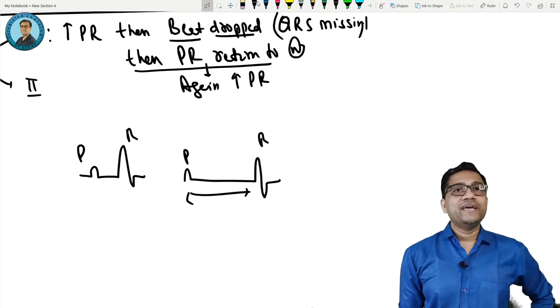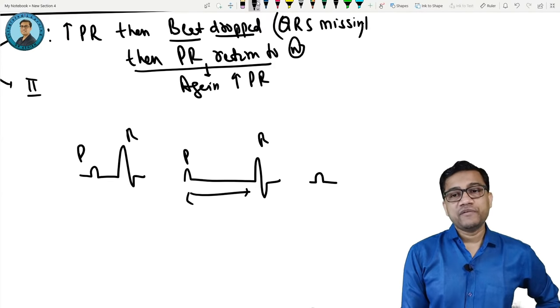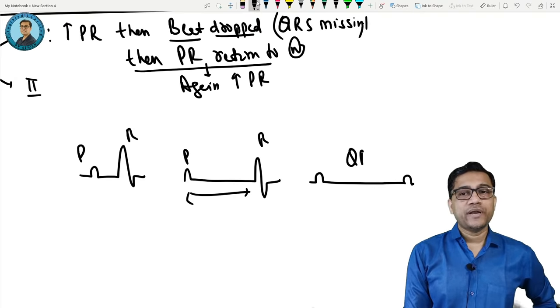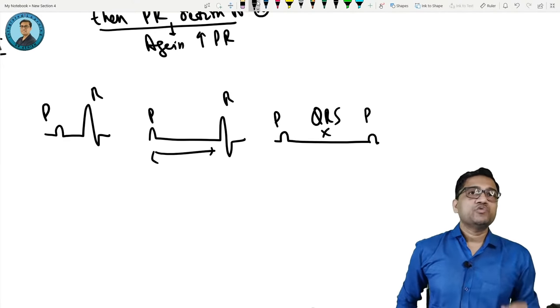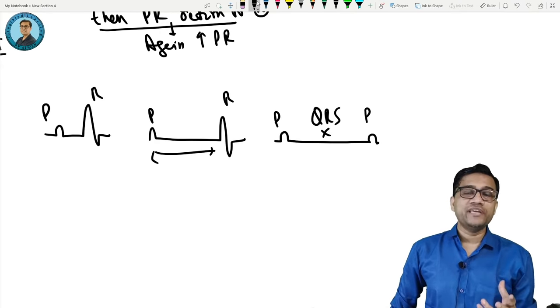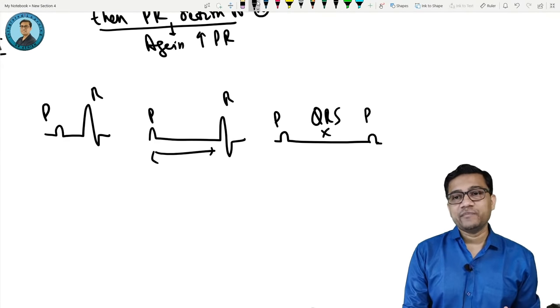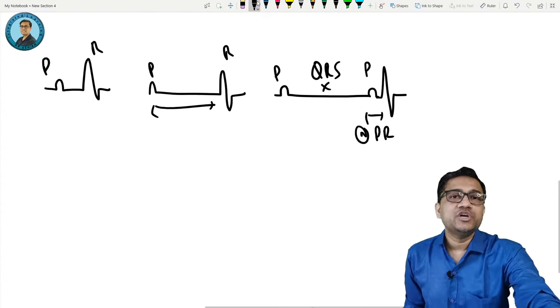Now one day the husband doesn't come home. So there is a P wave, no QRS, again P. Are you clear? So what is missing? QRS is absent. So QRS is missing, just P wave and P. The wife is so angry, she beats him, and the next time the husband comes on time. So it becomes normal PR. Are you clear? This is Mobitz 1.